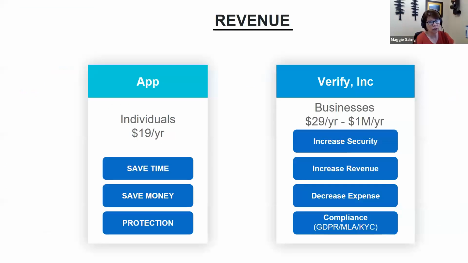So this one is much clearer. Their revenue streams are 2 different sources: individuals who are going to pay $19 a year, and businesses that are going to pay $29 to $1 million a year. Clearly, that requires a lot more explanation because that is also a huge range of pricing. But they are giving compliance software and increasing different things for the business customer, whereas the individuals who have this app that goes to Verify Inc. will just pay 1 flat fee per year.